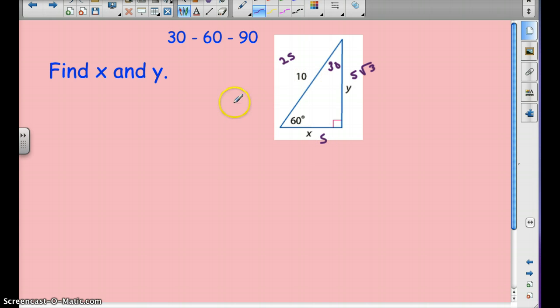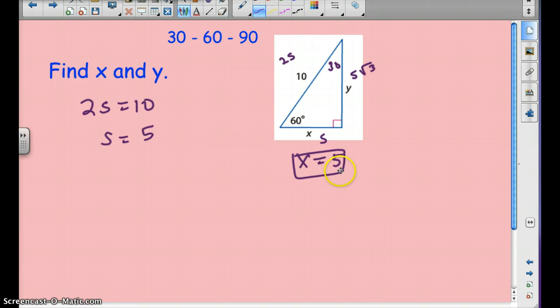So since we know that 10 is the 2s, we can go ahead and figure out what s is. S is going to be 5. So x is going to end up being 5. And I know that's difficult to see there. The 5 and the s's is kind of confusing. Not a very good example. If you want to use another letter besides s, feel free to do so.